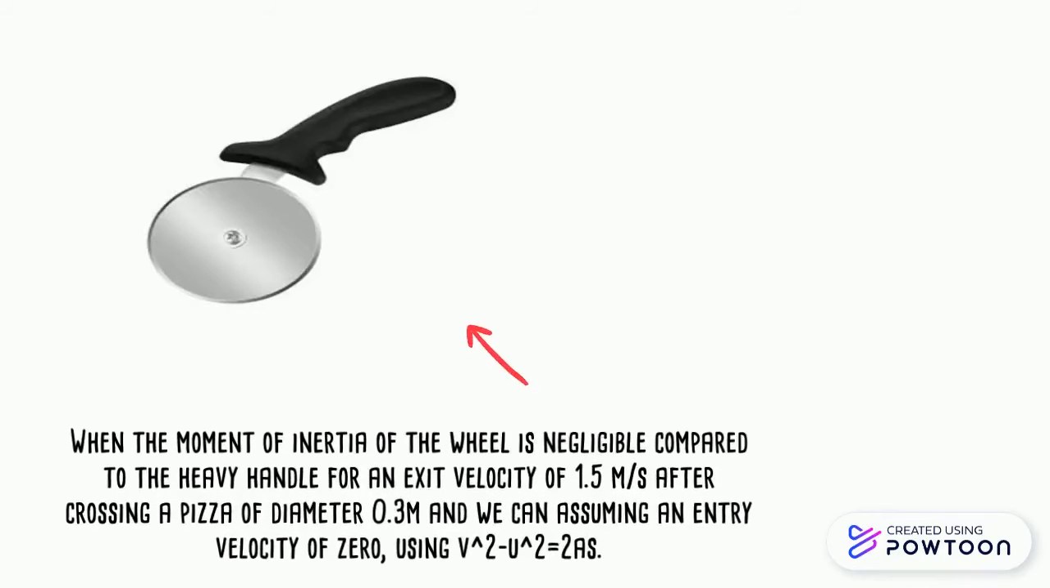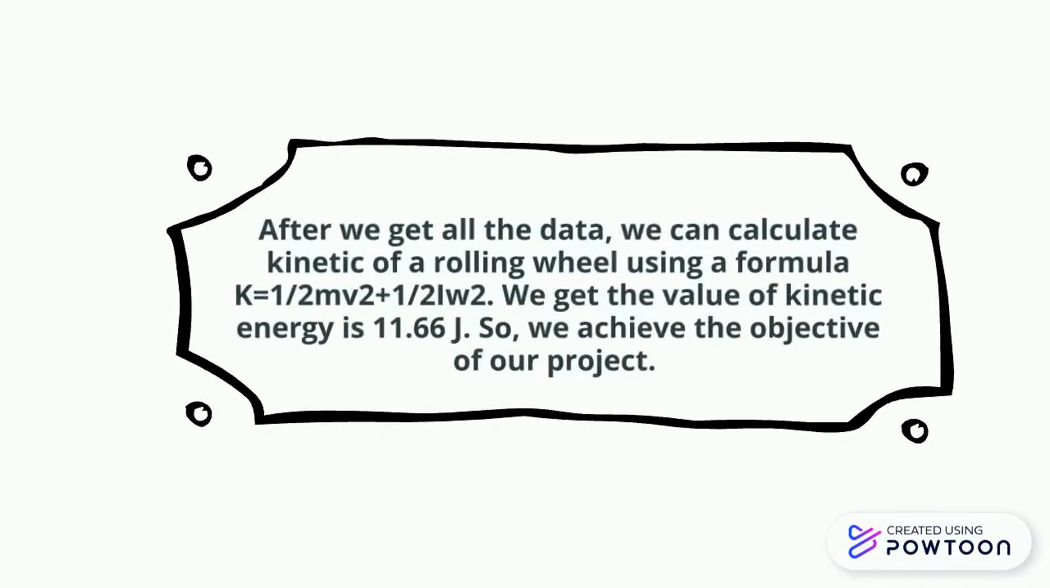When the moment of inertia of the wheel is negligible compared to the heavy handle, for an exit velocity of 1.5 meter per second after crossing a pizza of diameter 0.3 meter, we can assume an entry velocity of 0 using v squared minus u squared equal to 2as. After we get all the data, we can calculate kinetic energy of rolling wheel using a formula K equal to 1 over 2 mv squared plus 1 over 2 I omega squared. We get the value of kinetic energy is 11.66 joule. So, we achieve the objective of our project.